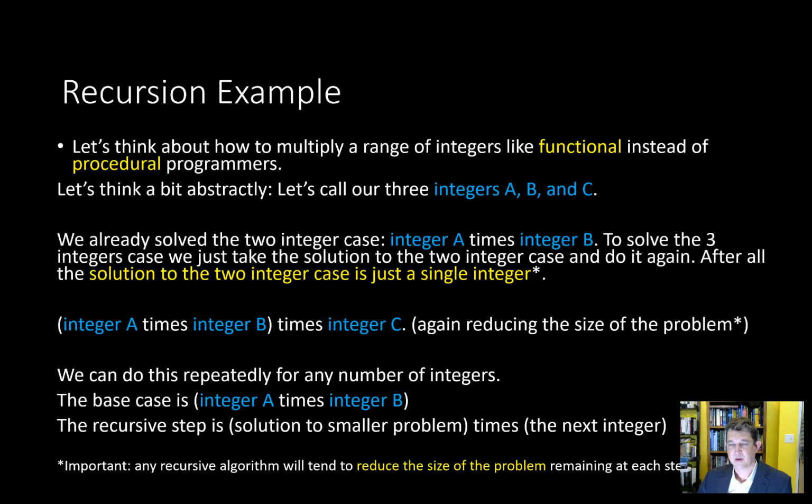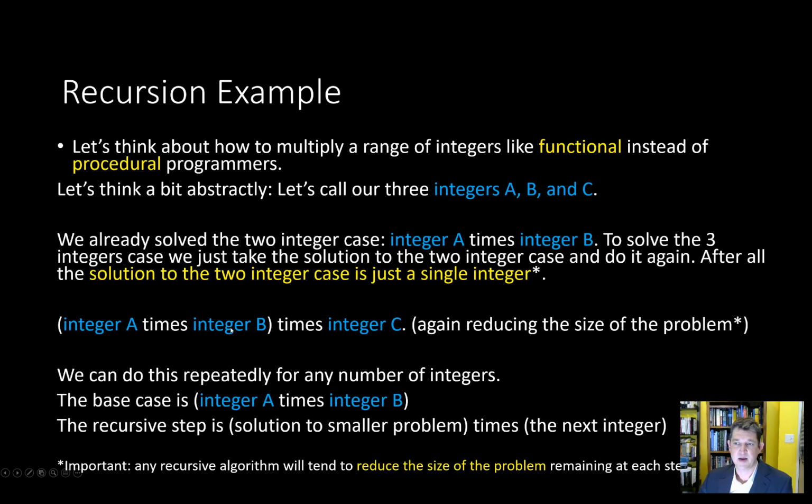The recursive step is going to reduce the size of the problem. What I mean by that is that at every step, as we apply this multiplication of the next integer, we're returning a single integer. Let me go over that again. Integer a times integer b takes two integers and turns them into one. It turns them into an integer that's just the product of these two.